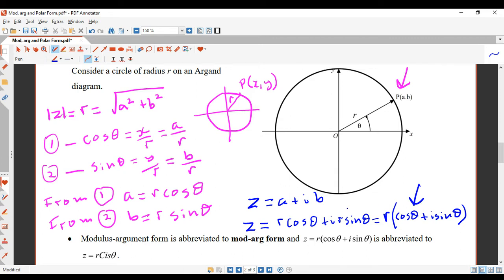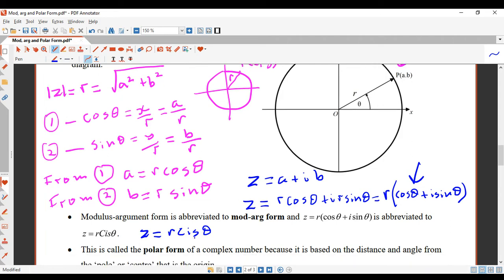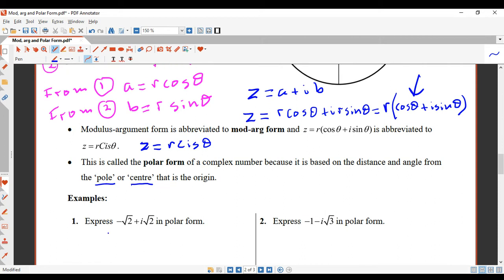So that's the polar form there. We also call that the mod arg form. Most textbooks won't call it the polar form, they'll call it the mod arg form. Now, mod arg form is also abbreviated as z equals r cis theta. Just realise there's a capitalisation there, but you don't need the capitalisation. It's just r cis theta. So that's an abbreviation for polar form. It's called polar form because it's based on the distance and angle from the pole or the centre, that is the origin. It's all based on distance and angle from the centre, and the centre is the pole.